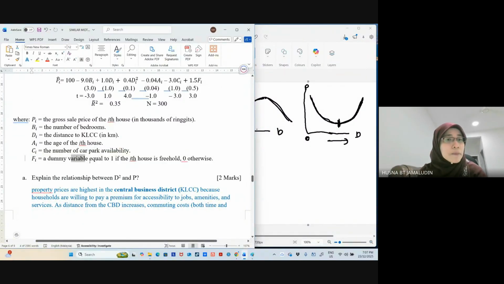The dummy variable, so somehow this is the characteristic of the house. Whether the house is freehold or leasehold, they put it zero otherwise. So normally when the house is freehold, you know what is freehold? Means that when you purchase the house, you have the ownership totally to yourself. So the freehold house is of course more expensive than the leasehold.